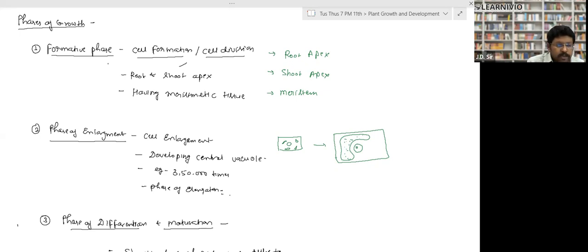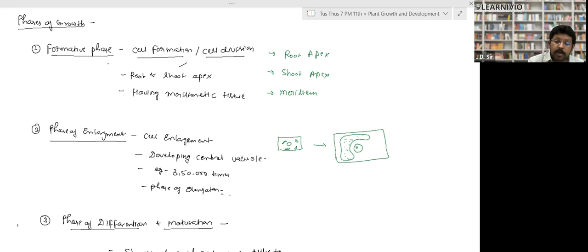Next point, phase of enlargement. In the phase of enlargement, cell enlargement takes place.